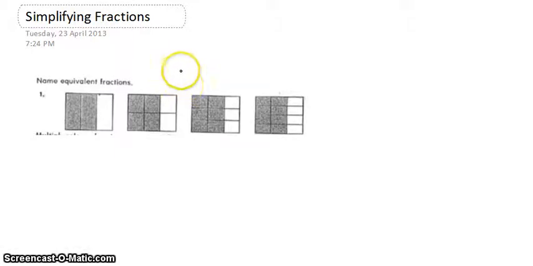Okay, so here we're going to talk about simplifying fractions, which is going from a fraction such as 8 out of 12, and simplifying that down to its lowest form, which is something that can't continually be divided by. So 8/12 is really 2/3, as we can see, and we can tell in that picture that it's 2/3.